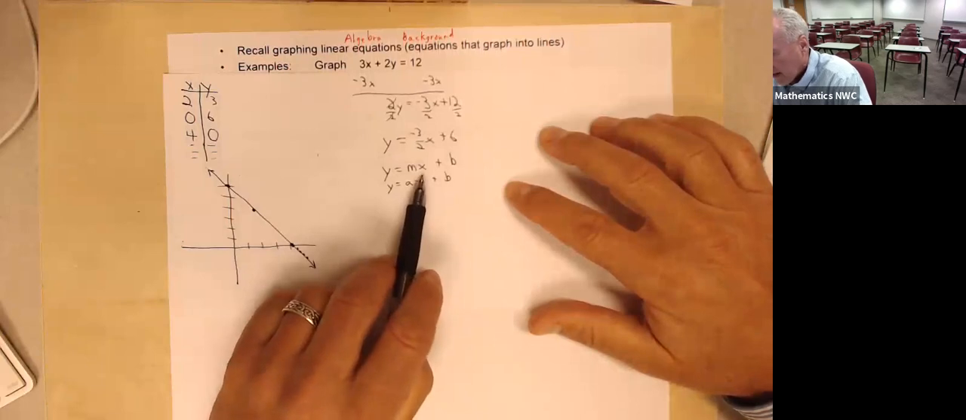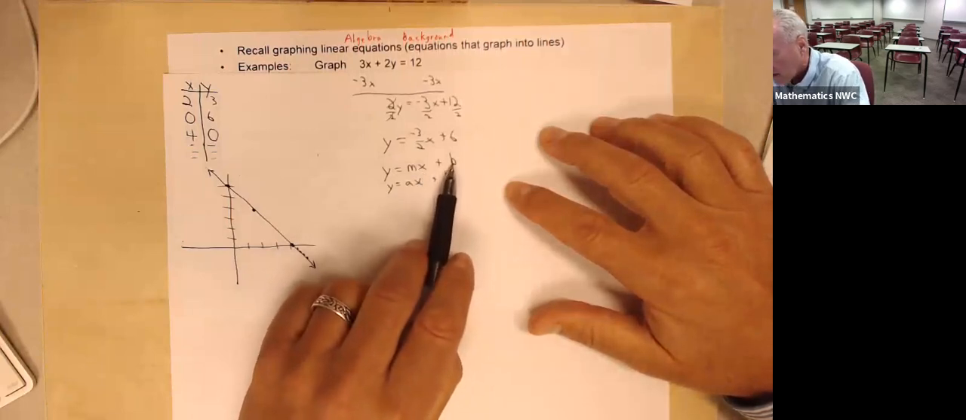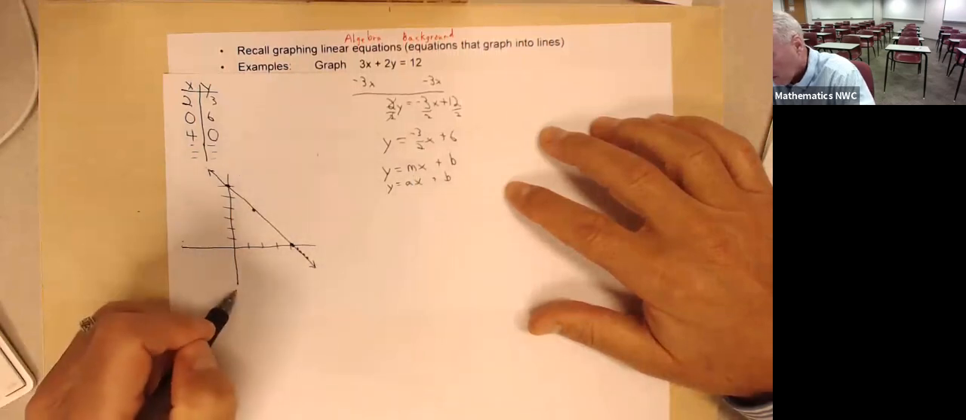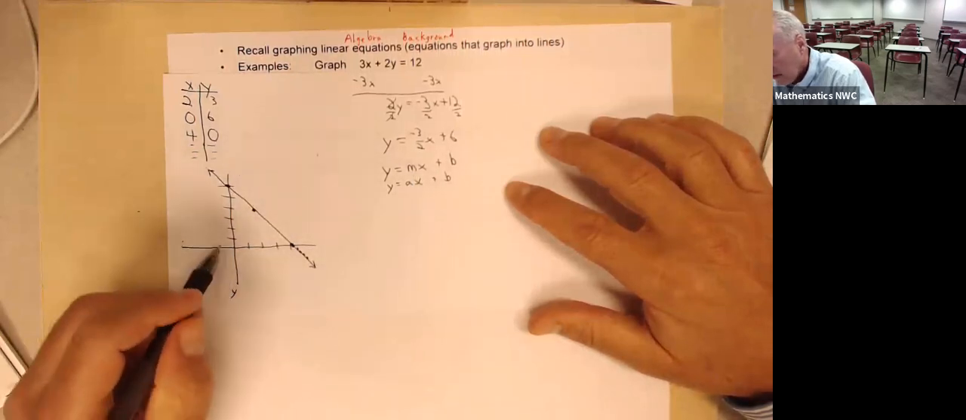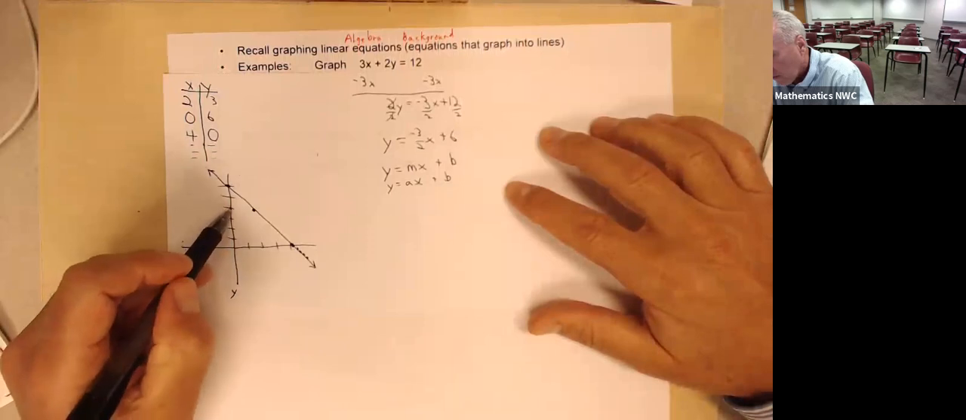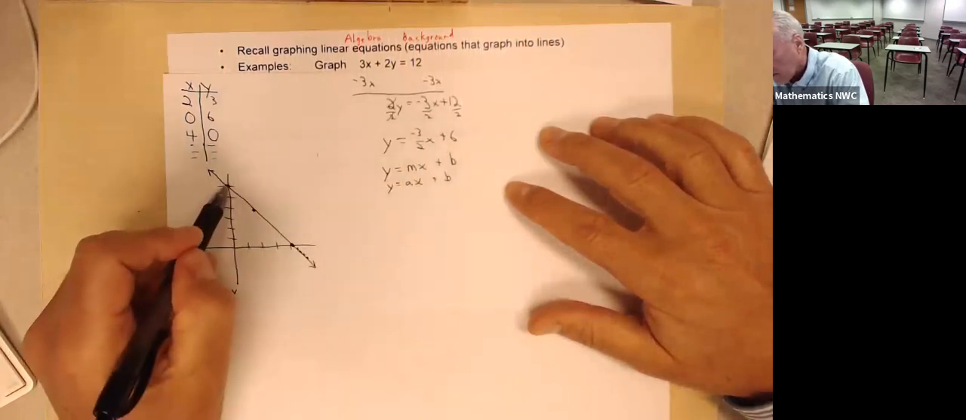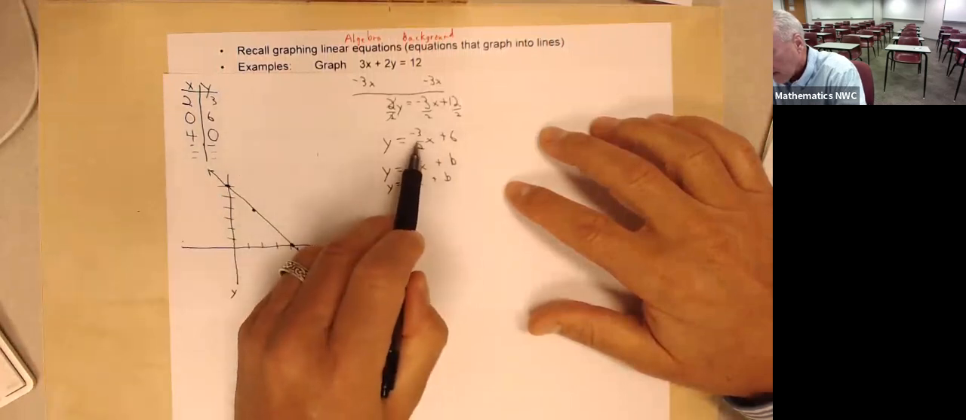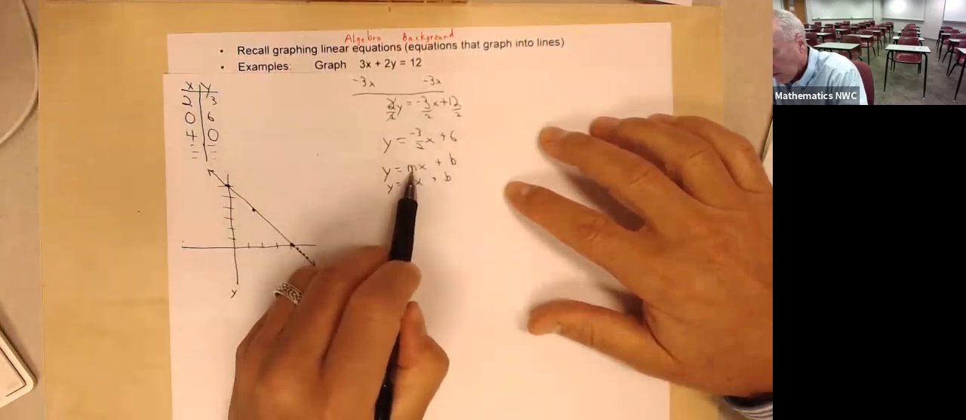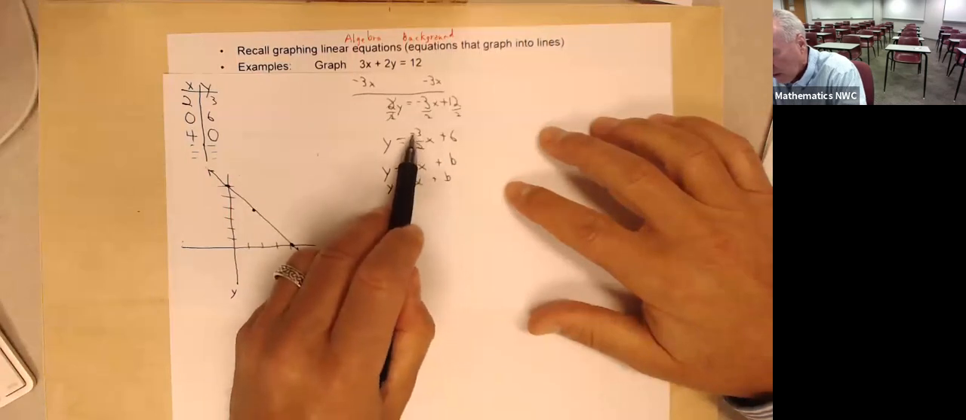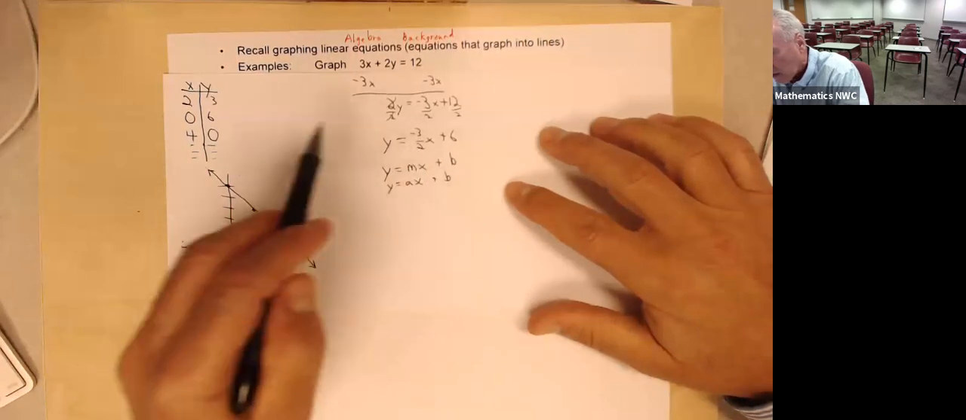Why does this make it easier for us to graph? Well, the answer is this. The y-intercept is where it crosses the y-axis. Notice it crosses at 1, 2, 3, 4, 5, 6. And our number here was 6. This number is my slope, which is how far I go up or down as I go to the right. So I'm going to go down 3 to the right 2.